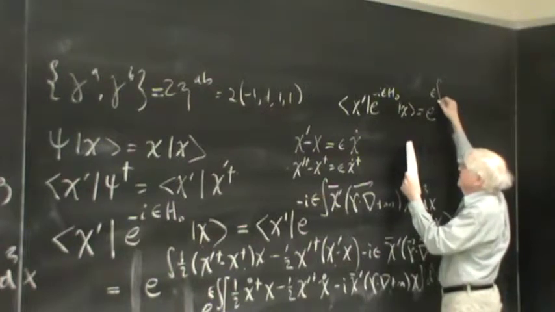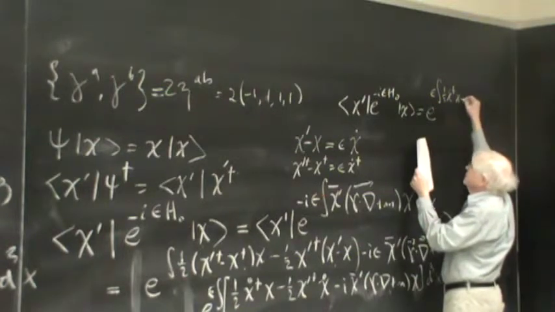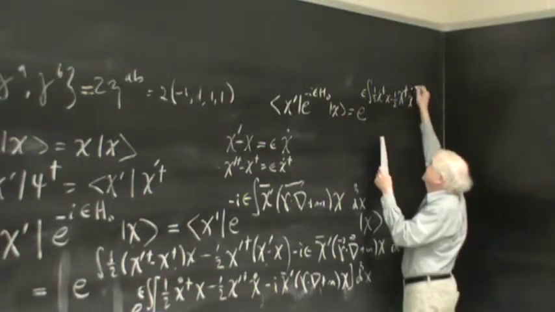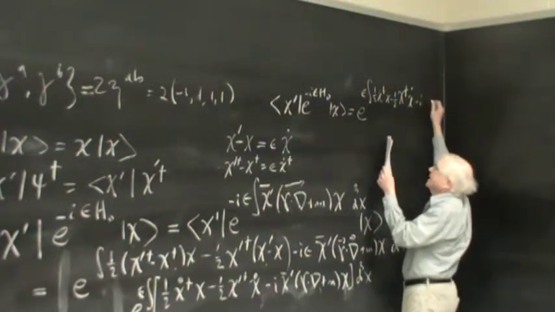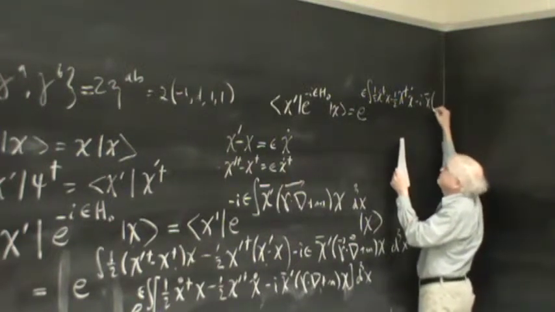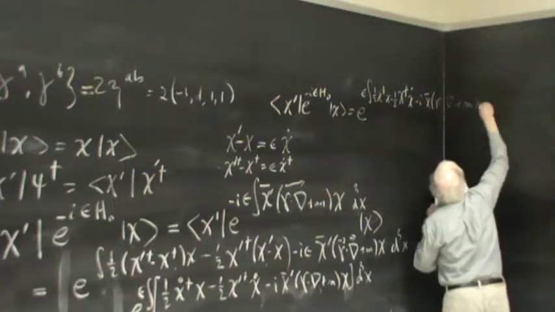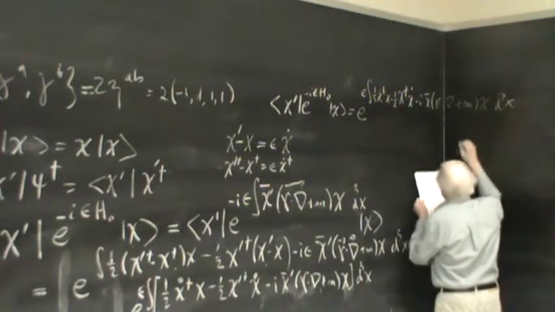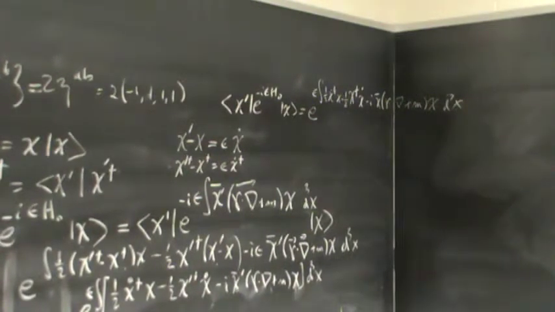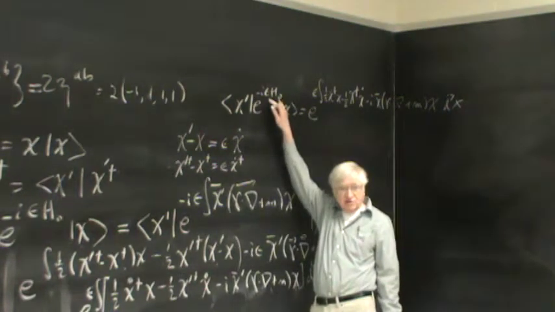another superfluous integral sign. It's a half chi dot dagger chi minus a half chi dagger chi dot minus I chi bar gamma dot grad plus m chi d cubed x. Okay, so that's our inner product of a tiny time translation operator.